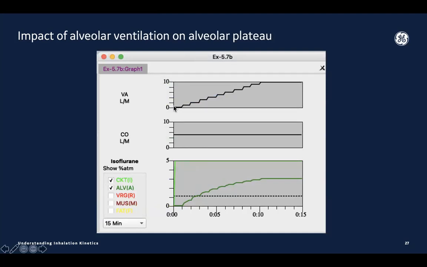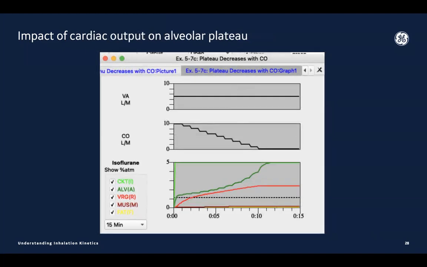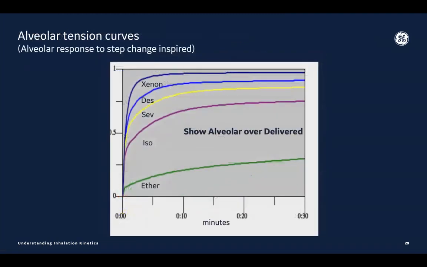First, let's look at what happens if we simply increase ventilation step by step with a constant cardiac output. The alveolar tension plateau rises and rises and rises because ventilation has driven more drug into the patient's lungs. On the other hand, if we have a high cardiac output and lower that cardiac output, the lower the cardiac output gets, the higher the alveolar plateau gets. This is that interaction between alveolar ventilation and cardiac output.